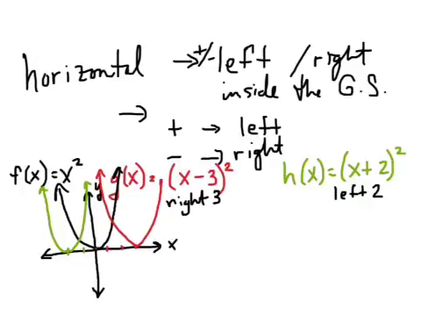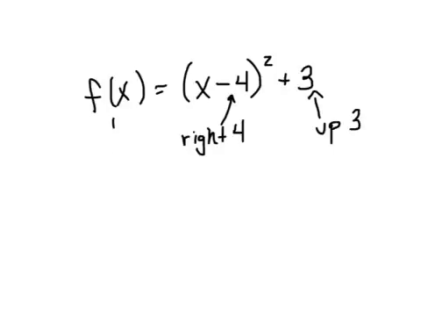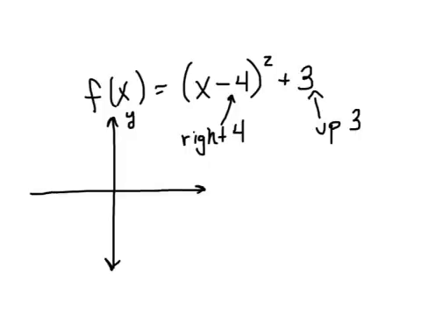Now, is it possible for you to move one left and right and up and down at the same time? Yes. So if I gave you something like this that said f of x equals (x minus 4) squared plus 3, that is possible to do both of them at the same time. This part right here would tell you to move it to the right 4 units, and this one right here would tell you to move it up 3 units. By the way, I know my parent because of the exponent. The exponent is squared, so therefore it is a parabola.